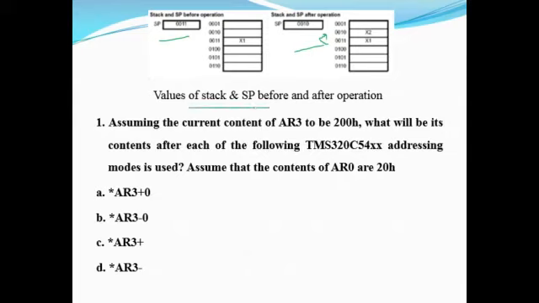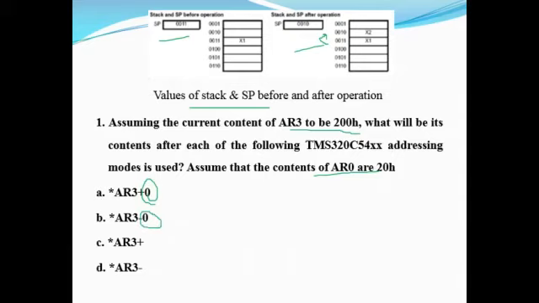Looking at the example, assuming the current content of AR3 to be 200, what will be its content after each of the following PMST 54 modes is used? Assume that the contents of AR0 are 20 H. So AR0 content is given as 20 H and AR3 current content is 200 H. What will be the content when this instruction is executed? AR3 plus 0 means AR3 plus AR0, so this refers to AR0. Similarly, AR3 minus AR0 also refers to AR0.